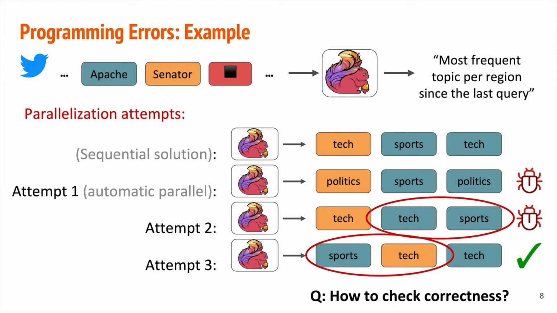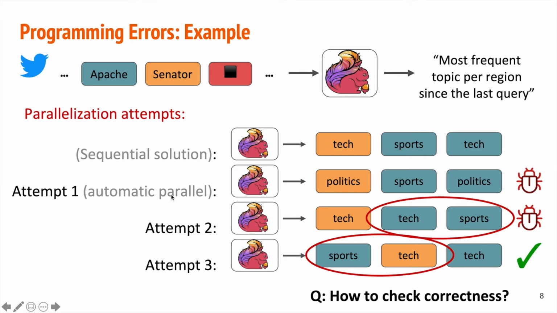I don't have time to go into the details of what the computation to implement this actually looks like, but I can show you what happens if you try to parallelize it. So first of all, you can write a sequential solution, which is relatively straightforward and correct. So maybe the sequential output is giving you this list of topics: tech, sports, and tech. The first attempt to parallelize, just the automatic parallel solution that will be given to you by Flink or any other system, is actually incorrect. It just gives you the incorrect answer. For example, maybe politics instead of tech.